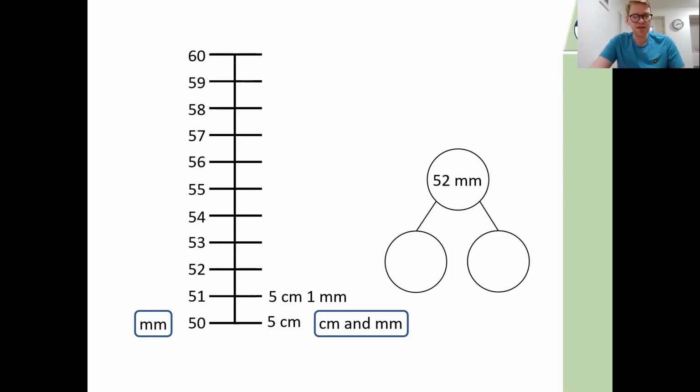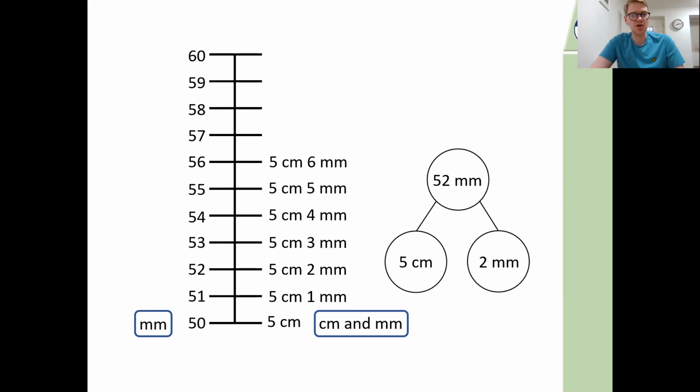So our next one is 52 millimeters. We can partition that again. So we've got our 50 millimeters or 5 centimeters and 2 millimeters left over. And we could do that all the way up the scale, couldn't we? So it would be 5 centimeters and 3 millimeters, 5 centimeters and 4, and so on.